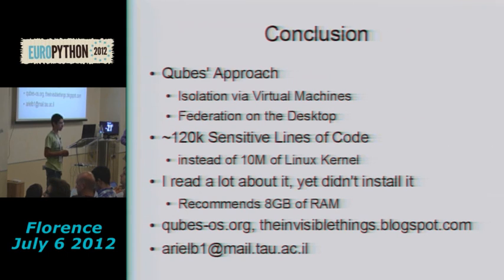Conclusion: Qubes' approach is isolation via virtual machines with federated desktops. You only have, say, 120,000 sensitive lines of code. Linux alone has 10 million. If you have bloated stuff like X and others, you have more than 10 million. So I read a lot about it, but I didn't install Qubes because it wants 8 gigs of RAM. I only have 4.